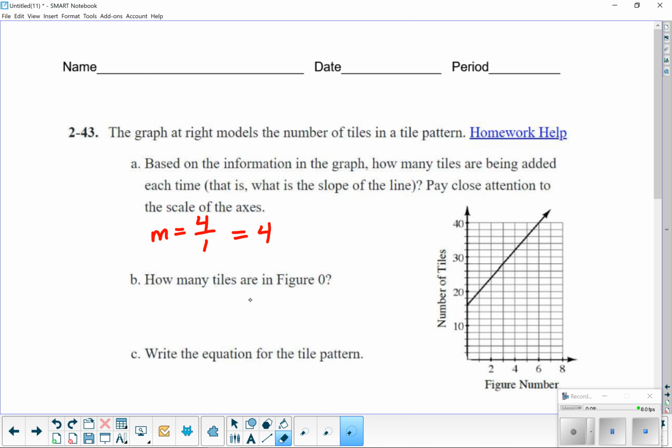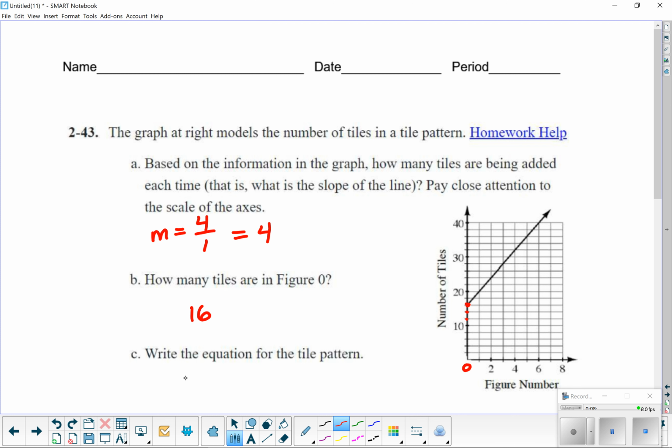How many tiles are in figure 0? So looking at figure 0, meaning right here, figure 0. So this looks like it's right here. So that's 10. Remember, it's counting by 2. So 12, 14, 16. So figure 0 has 16.